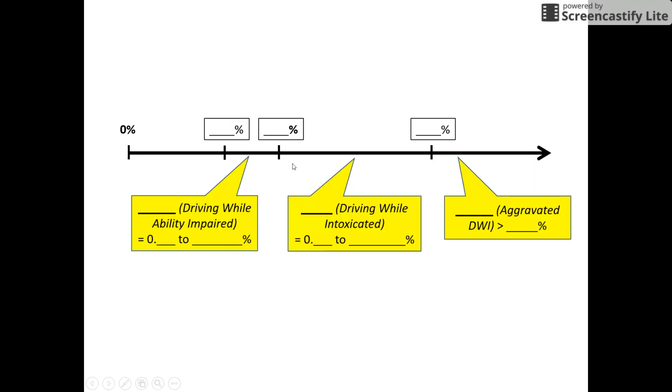Okay, now these are some really important numbers to know in terms of percentages of alcohol in your bloodstream, and in New York State, how these are categorized. Basically, DWAI, driving while ability impaired, is the first level, driving while intoxicated is the next level, and aggravated DWI is the more extreme level of classification. DWAI is if the blood alcohol content is 0.05% to 0.07999999%.